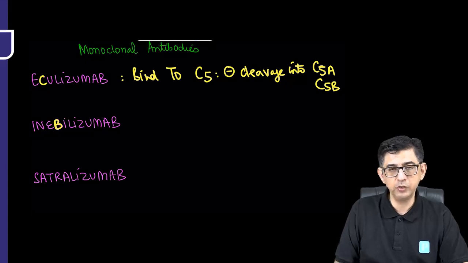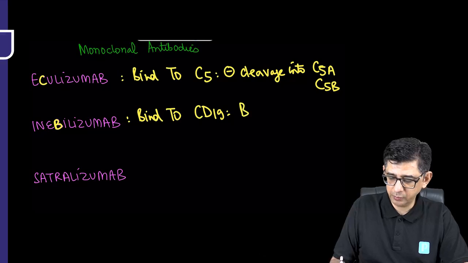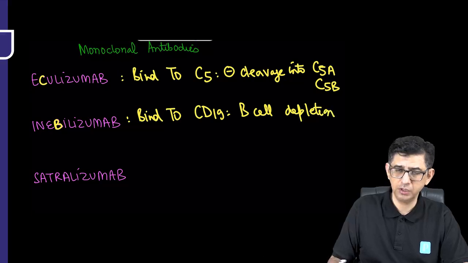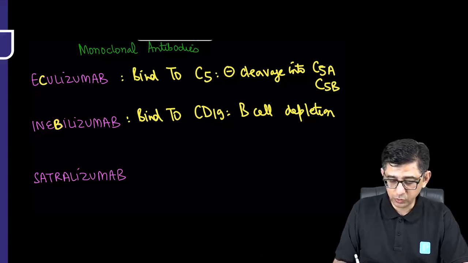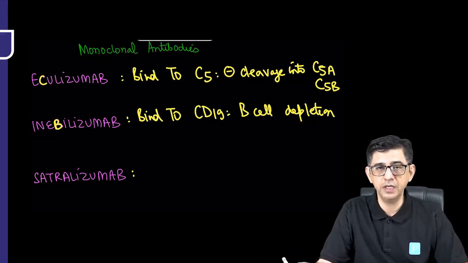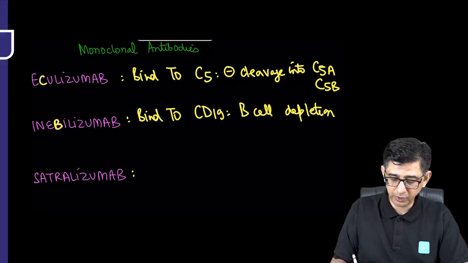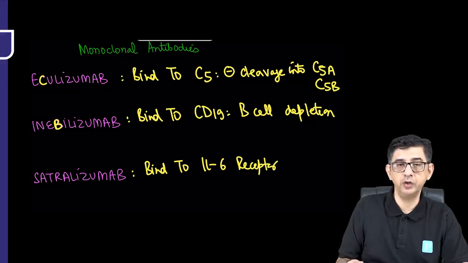As far as inebilizumab is concerned, it will bind to the B cells, to CD19, and it will cause a B cell depletion. So what we are trying to do with the help of monoclonal antibodies is cause an immunological modulation of the disease process per se. And I also said in the starting of this video that in NMO, we have increased CSF interleukin 6. So this molecule will bind to the interleukin 6 receptor, and as a result of it, the attack rate in the patient would come down.